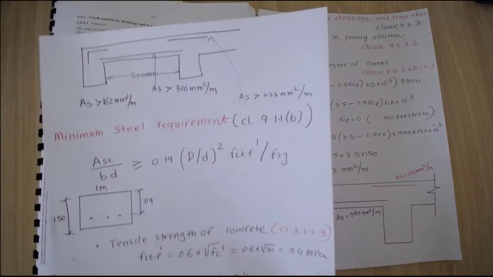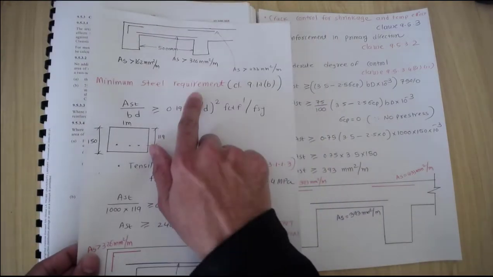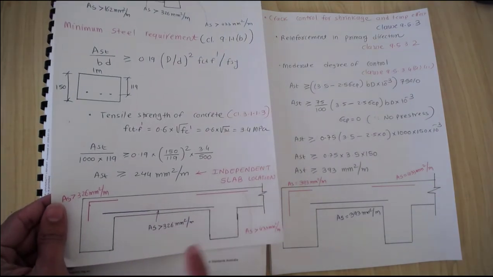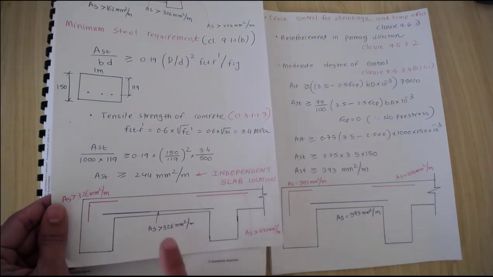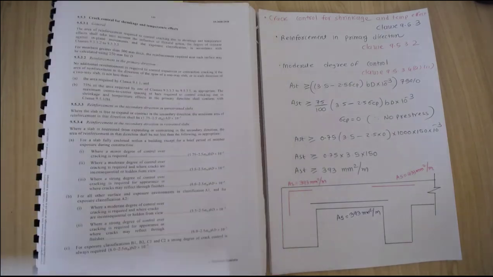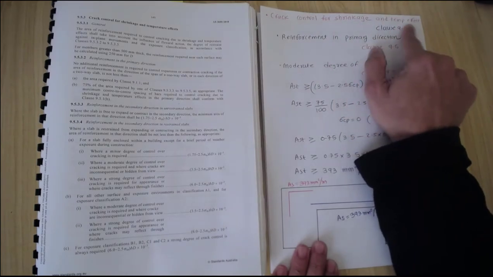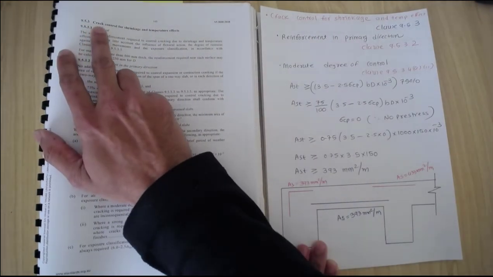Continuing from the previous video where we checked the minimum steel requirement, and based on that we modified our steel calculations, the minimum steel for the tensile steel calculations. Now there is one more check that we need to pass, called crack control for shrinkage and temperature effect in clause 9.5.3.